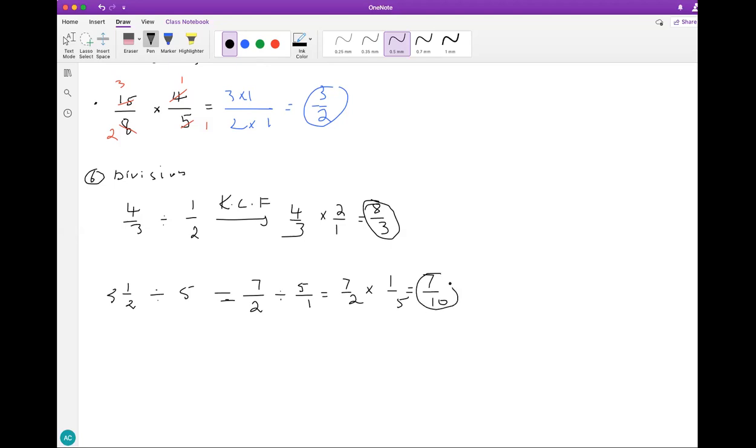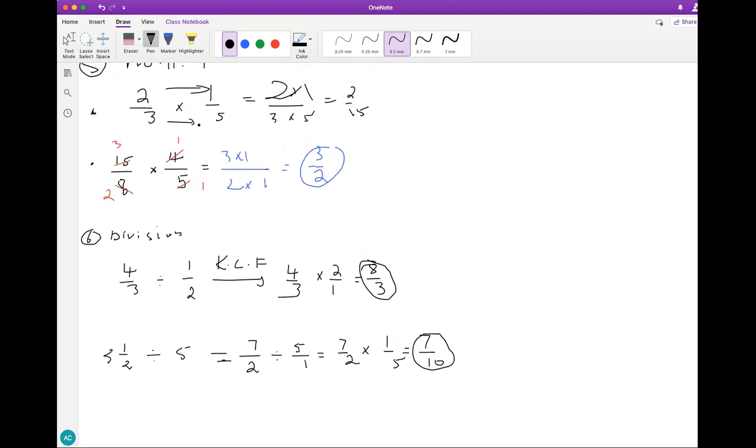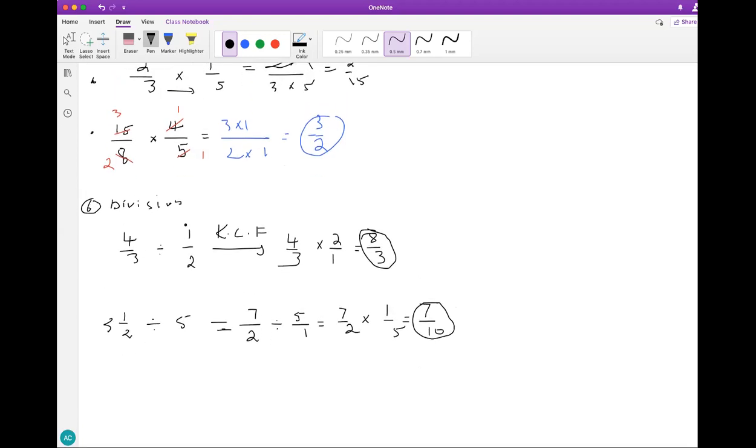Okay, so make everything a fraction first. If it's not a fraction already, then if it's multiplication, just multiply straight across. If it's a division, keep change flip. Keep the first one, change this into multiplication, and flip the second one, then multiply. At the end, try to reduce if possible. Nothing reduces here. This is improper, this is proper, nothing reduces. Okay, does that make sense?